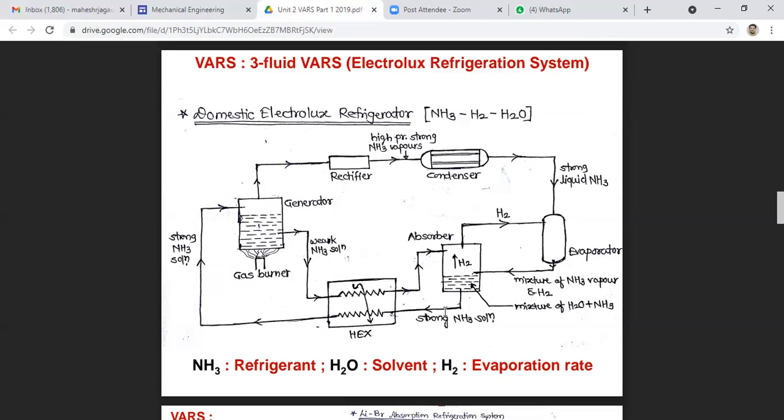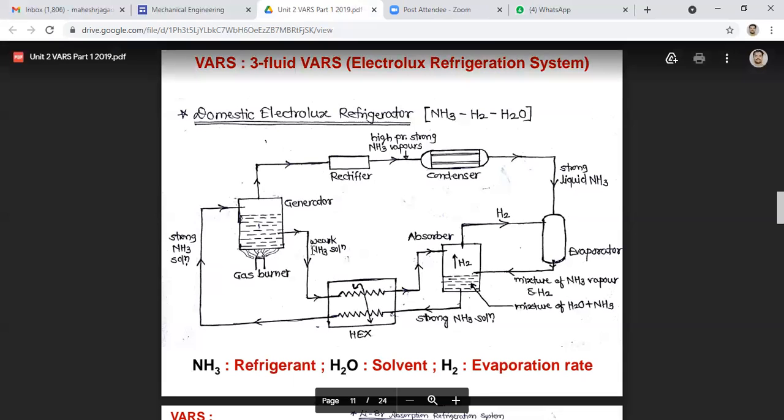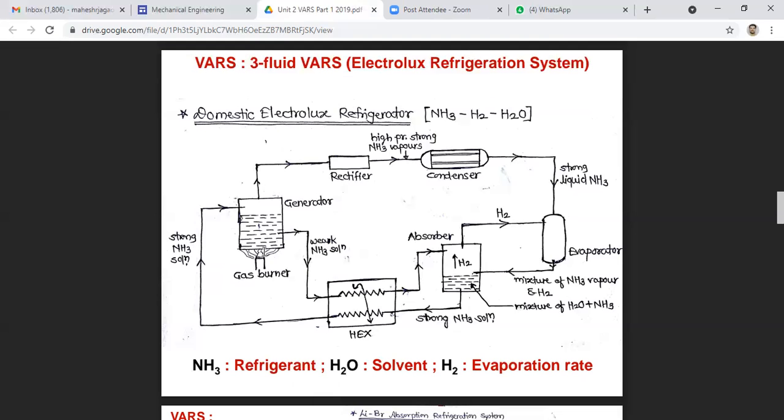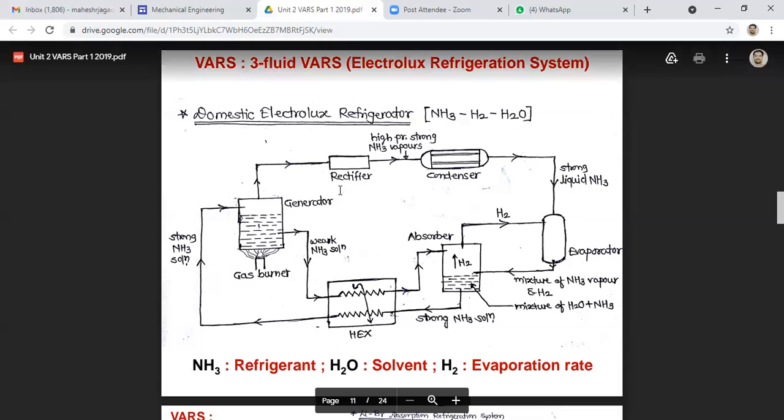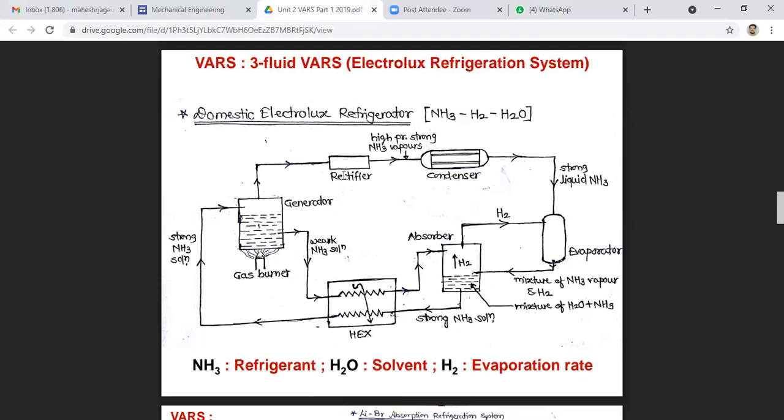Once again, I am repeating: the strong ammonia solution is supplied from the heat exchanger to the generator, where the strong ammonia solution is converted into high pressurized ammonia vapor, and the weak solution is again supplied from the heat exchanger to the absorber. Here we are providing the rectifier. In the rectifier we remove the water vapors carried with the ammonia vapors, and high pressurized strong ammonia vapors are supplied to the condenser.